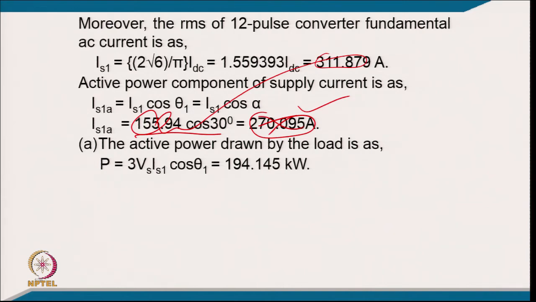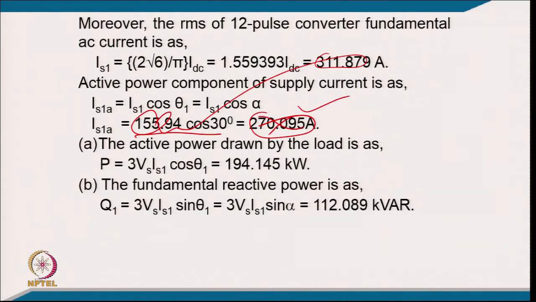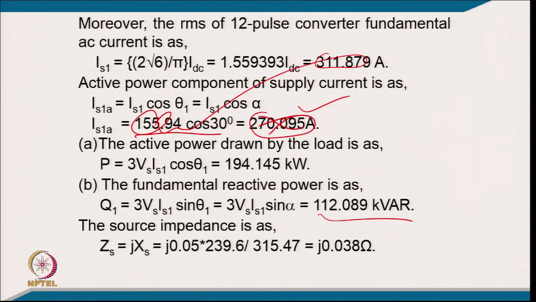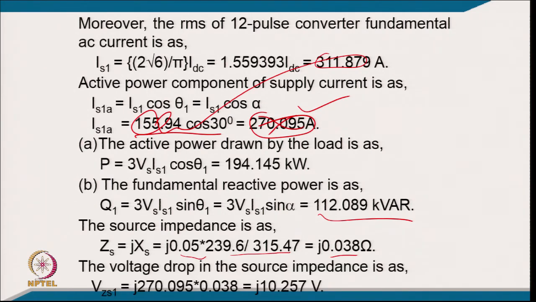P equal to 3 Vs1 IS1 into cos theta 1. So, it comes 194.145 kilowatt, and the fundamental reactive power will be 3 Vs IS1 sin theta. So, putting the value it comes 112.089 kVA, and the source impedance is ZS, 5% of the base impedance. So, it comes 0.038 ohm, and the voltage drop across the source impedance is j 270.0 into 0.038, that comes to j 10.257 volt.